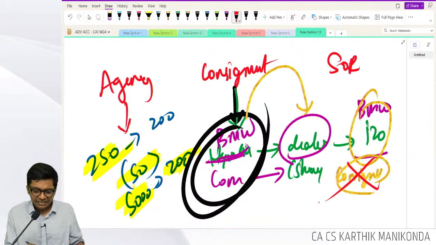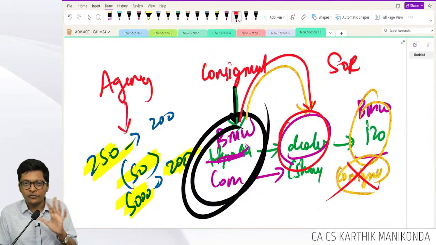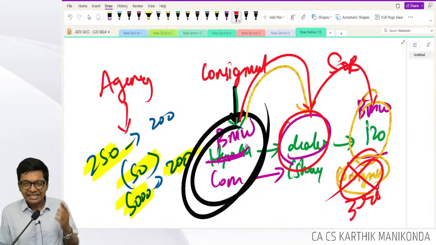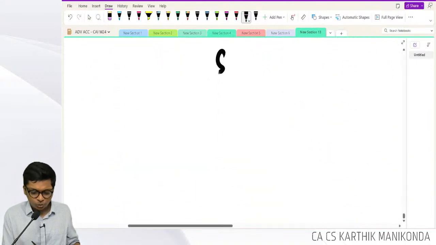Come on, guys. I'll repeat. When consignor sends goods to consignee, we don't account for revenue. Only when the consignee sends to the third party, the customer buys it, only then revenue is recognized in consignment. Last one, with this AS 9 comes to an end.